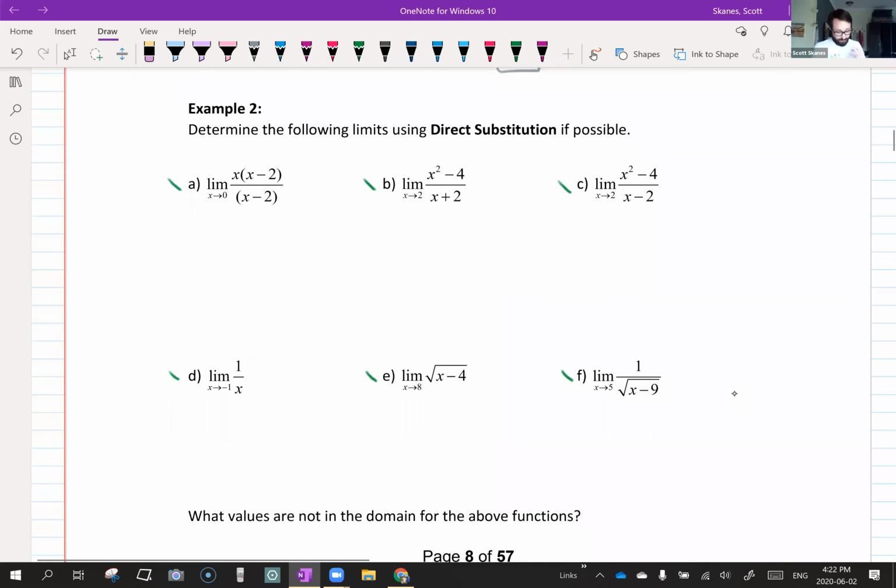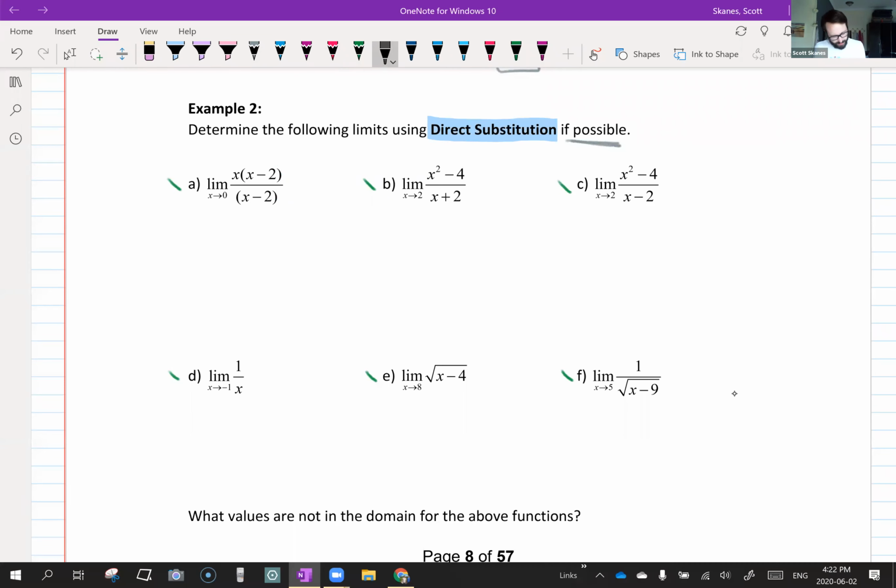Let's take a look at these examples. Let me know if you need to go back. We only directly substitute. You might notice that we could probably cancel some factors here. That's true, but for now, we're going to ignore it. We don't need to cancel it. We're just going to substitute if possible. Let's do a few of them.